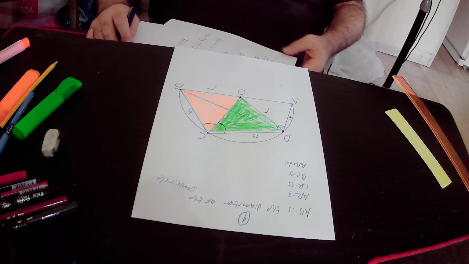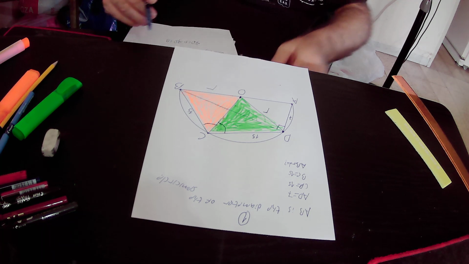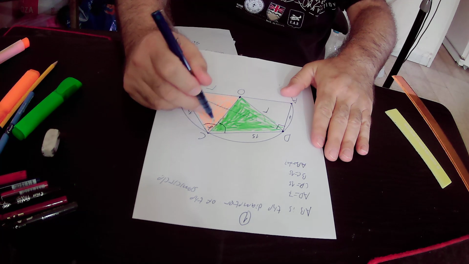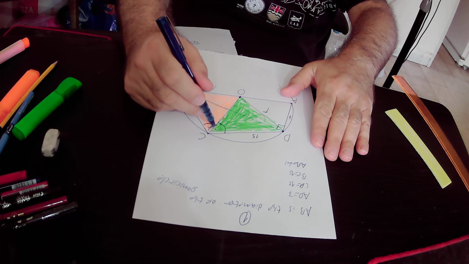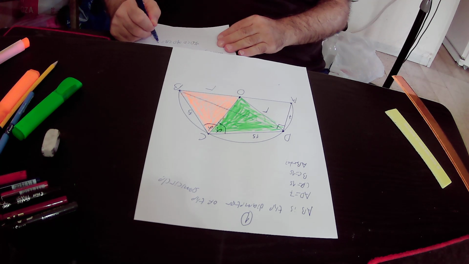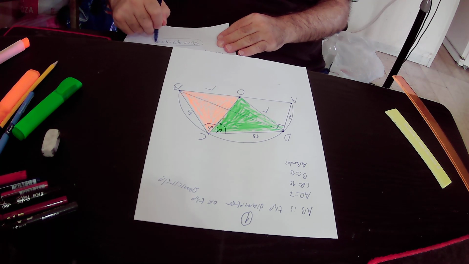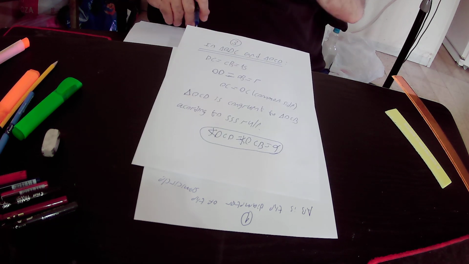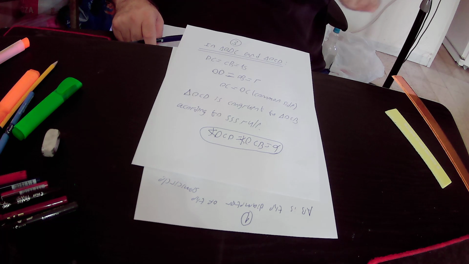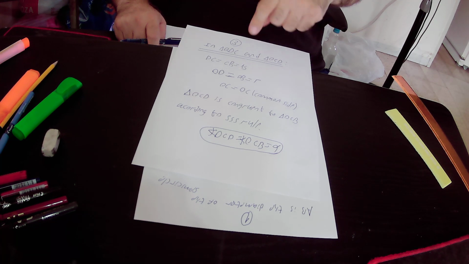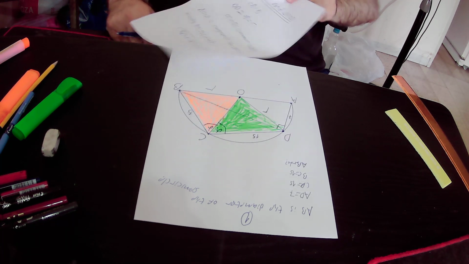Okay, so if we define angle OCB as alpha, then angle OCD will also be equal to alpha, because those two angles are equal to each other. Both of those angles are equal to alpha.